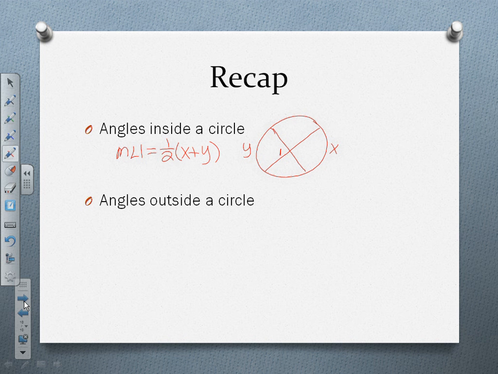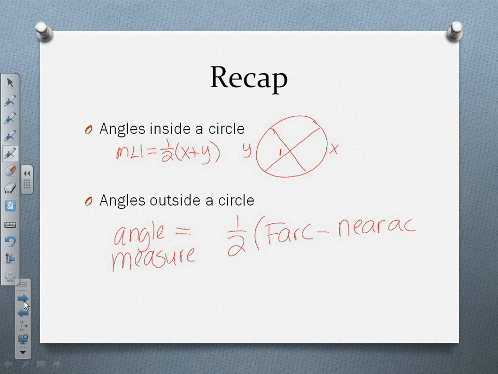And then when they're outside the circle, whatever the angle measure is equal to 1/2 the far arc minus the near arc. Okay, far arc minus near arc.